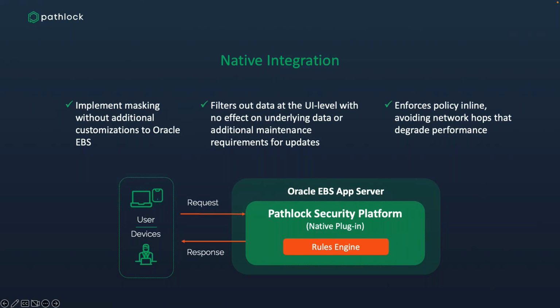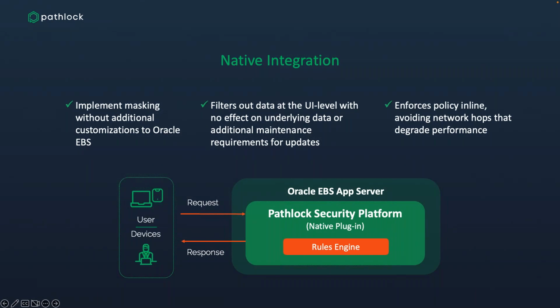So how do we do this? We do this through a native integration. We plug into the EBS app server, and inside of that plugin, it's going to take our policies and configuration that is also done within EBS. We've got some custom forms to build the different rules and policies that you want to establish inside of your system, so you can implement the masking without having to customize your Oracle EBS system. It's also at the UI layer. You're not changing the data at the database layer. So what we're doing is protecting it in transit when it goes out to that end user. There's all sorts of other different tools to protect at the database layer.